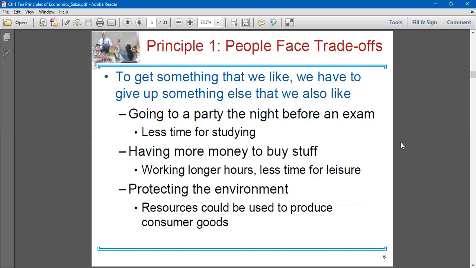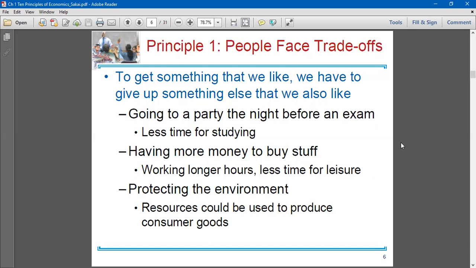People face trade-offs. Okay. Now, whenever you want to get something, you just need to know that there are other alternatives that you are sacrificing. For example, as I am teaching you now, you are spending your time to enjoy this lecture. You could have used that time to do social media stuff or watch a movie or even go to bed. Okay, so as you are trying to get this lecture, you are sacrificing something. That's what we mean by people face trade-offs.